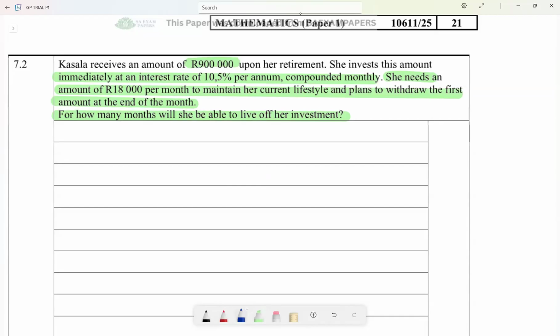Now here's the scenario. Here is Miss Kasala. Miss Kasala has 900,000 for retirement, and now she invests that in the bank.